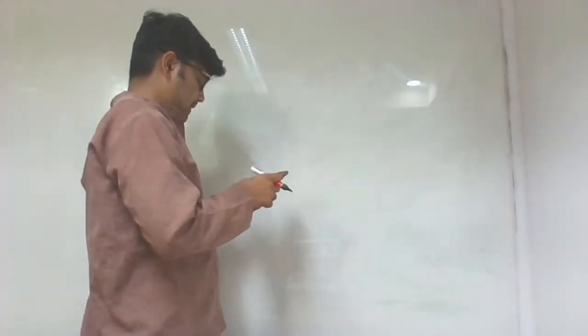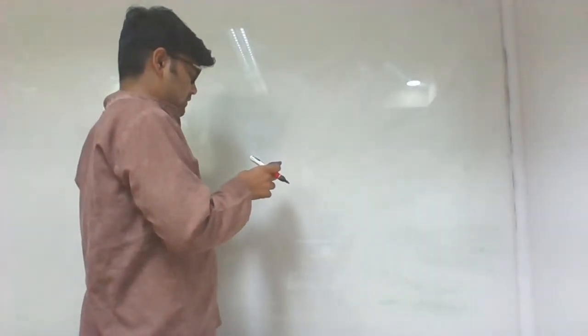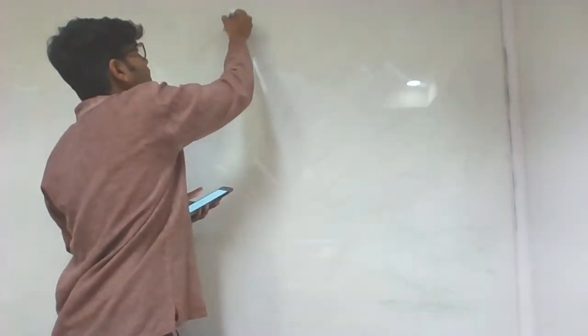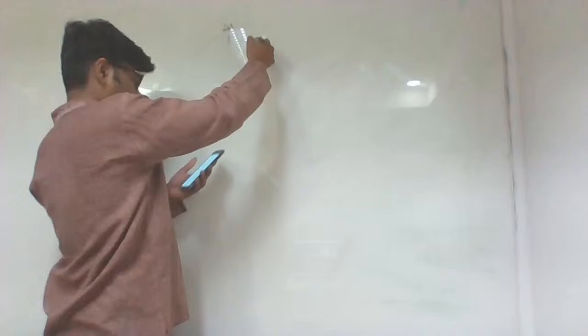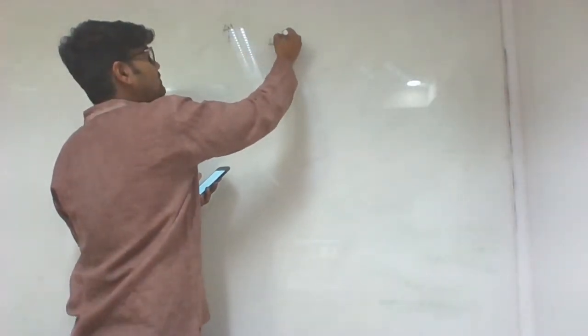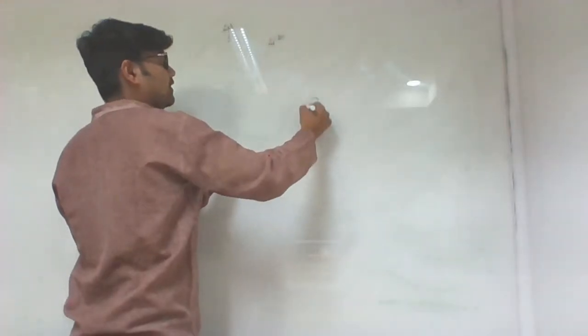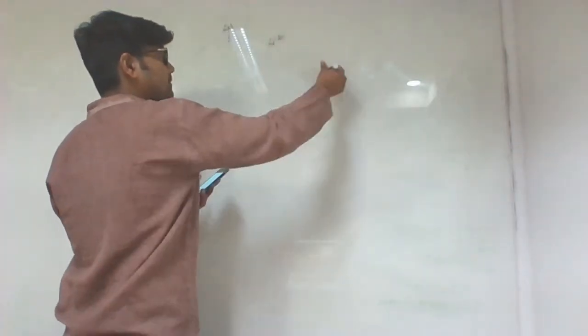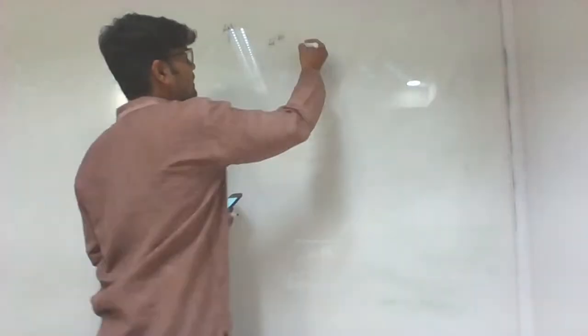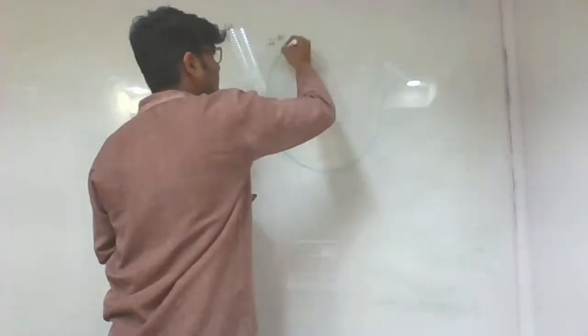Okay. Now, question number 4. It says there is a lithium 2 positive ion, and we draw the energy diagram of the same using the Rydberg formula.